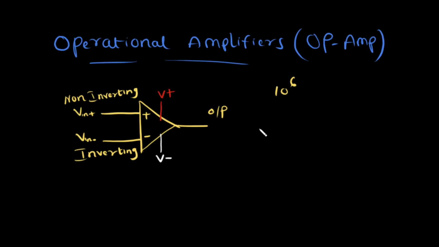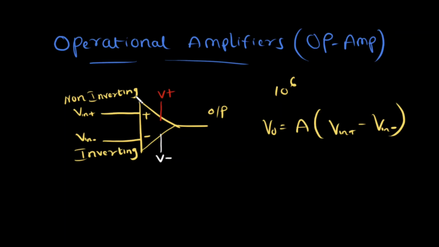So let's look at how the output of the op-amp changes with respect to the input. The output of the op-amp V0 can be given by the gain multiplied by V in plus minus V in minus. So you can see that effectively what the op-amp does is it takes the difference of these two inputs, which is V in plus and V in minus, and multiplies with the gain of the op-amp and provides the output. You can see that op-amp also functions like a differential amplifier. So it's amplifying the difference between the two input terminals.